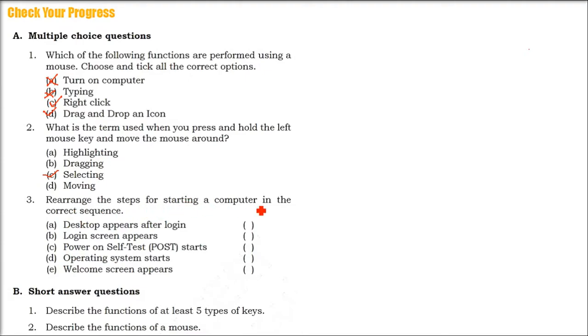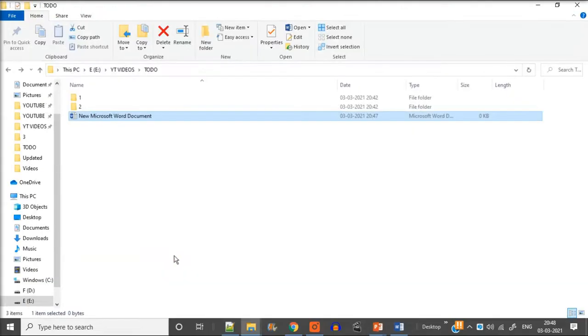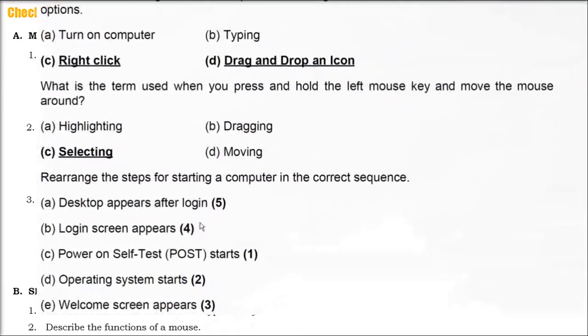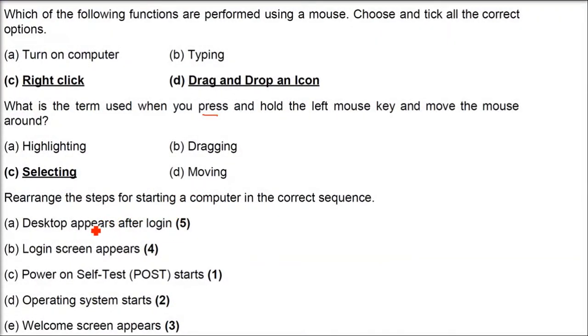Rearrange the steps for starting a computer in the correct sequence. So what will you do first? First thing is you have to press a button, of course. So when you press a button, power on self-test and BIOS will start. POST, power on self-test. ROM basically has that program, and BIOS and POST will be conducted by it. So POST and BIOS, power on self-test and basic input output system.